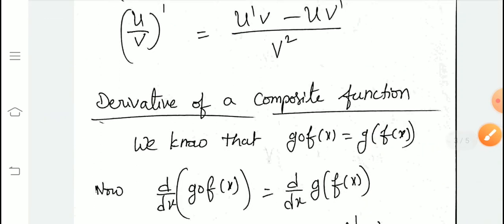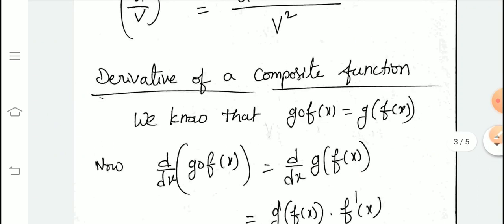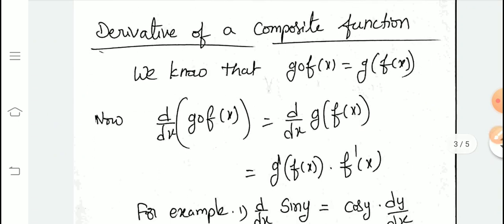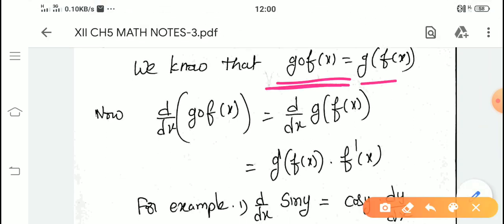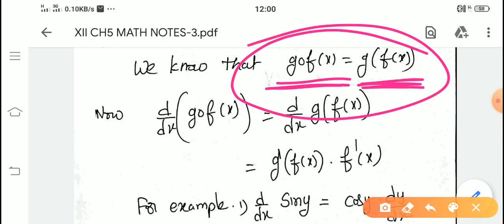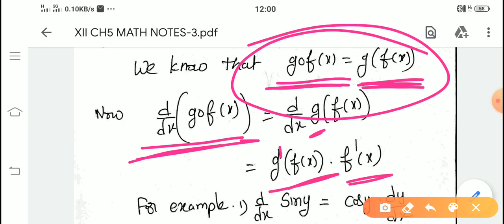Next, the derivative of the composite function. This is the chain rule, a very important thing. The derivative of the composite function g o f of x. What is that? G o f of x can be written as g of f of x. This is called a composite function. To differentiate g o f of x, first differentiate g, g dash, into the derivative of f of x also multiplied. So first the derivative of g, into the derivative of f of x.